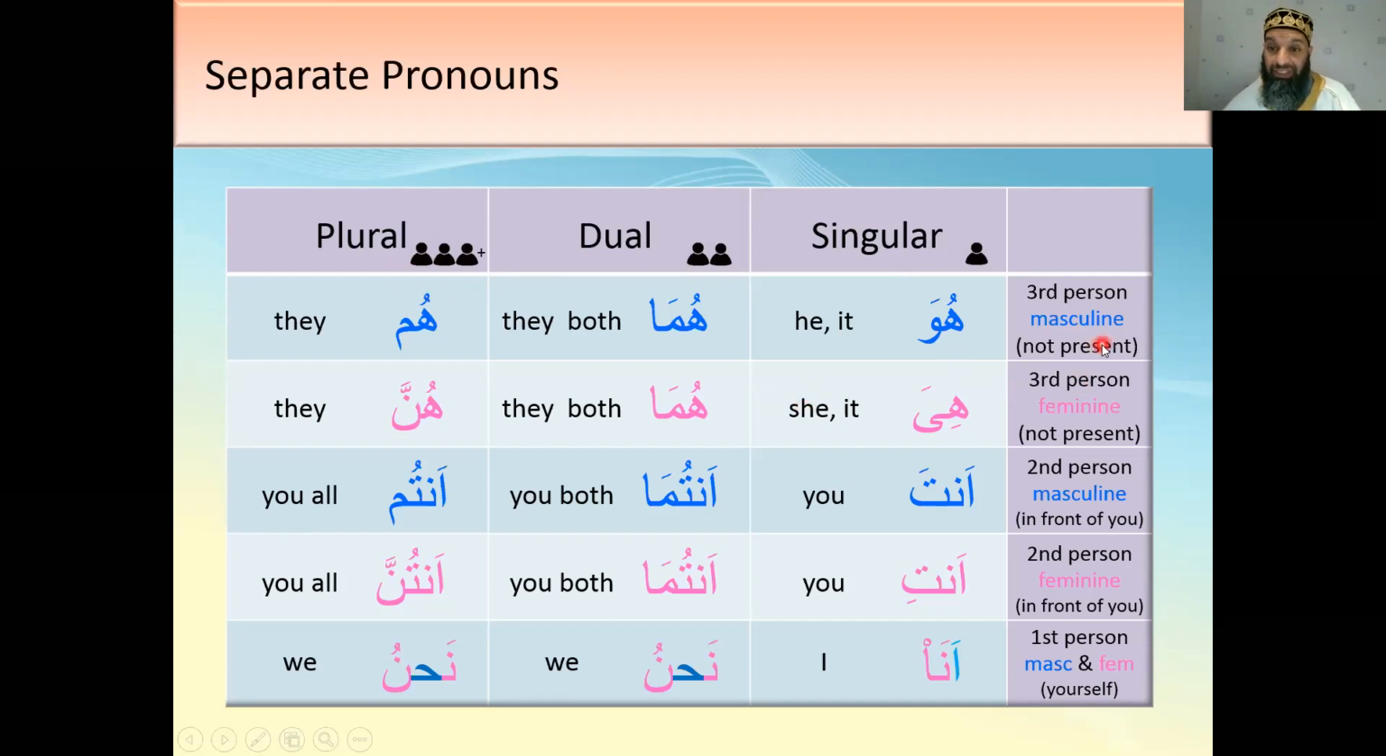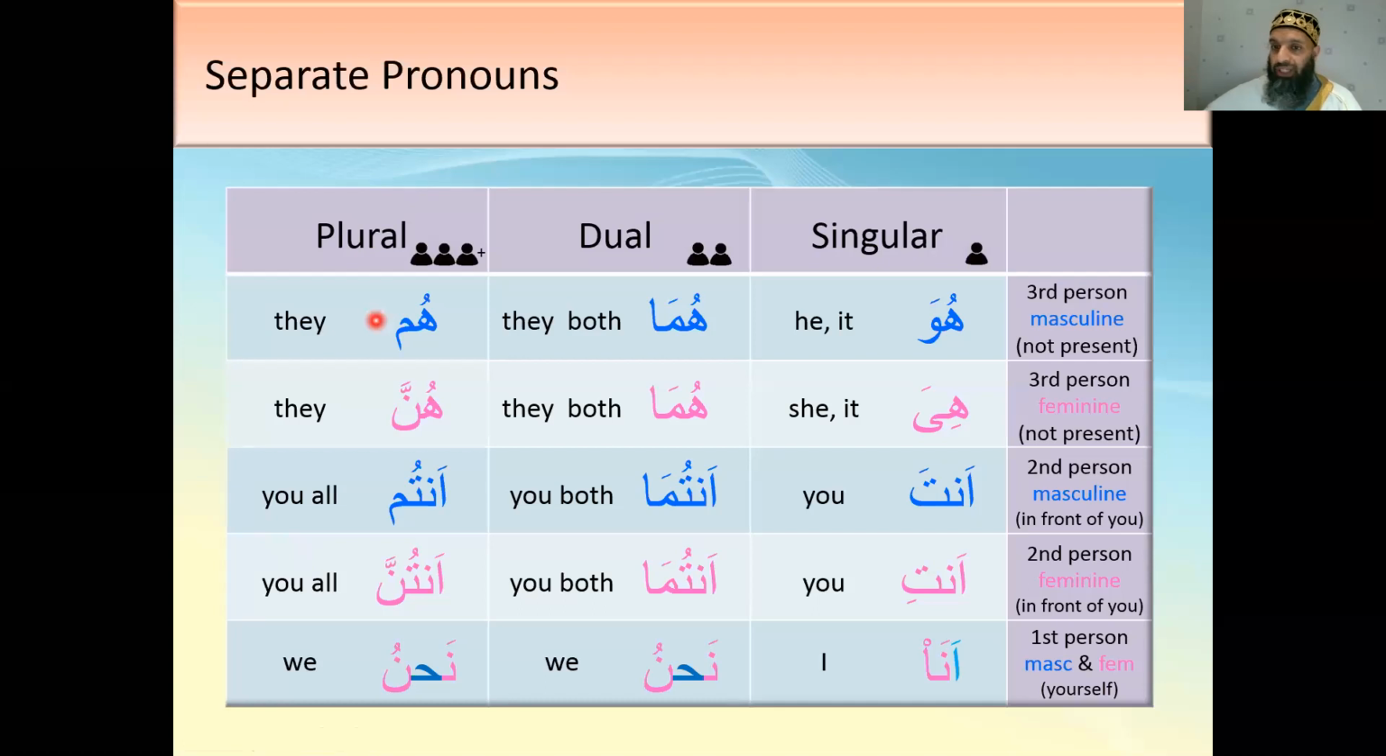So here, third person explained. Third person, you're talking, referring to somebody who's not present, right? So he, they both, they all: huwa, huma, hum. And I've got recordings where I just repeat this about five times so that you can listen to it, repeat and repeat and get it in your head, right? Hiya, huma, hum. So these are separate pronouns. Remember, separate pronouns, these are just like you want to say he is or it is.